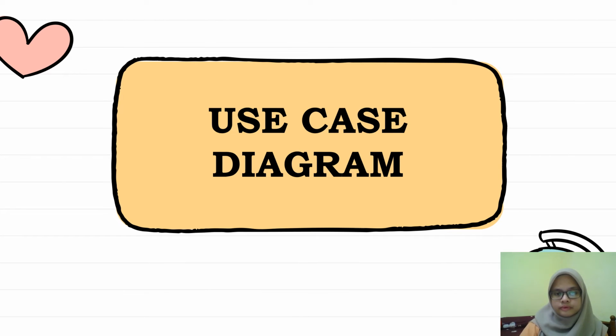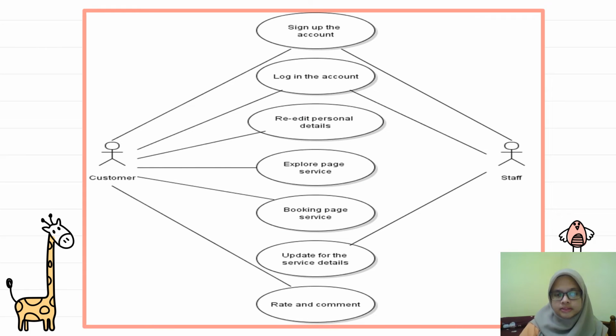Now, we will move to use case diagram. Here, there are 7 use cases, which are sign up the account, log in the account, re-edit personal details, explore page service, booking page service, update for the service details, and lastly rate and comment. And also there are 2 types of users, which are customer and staff.